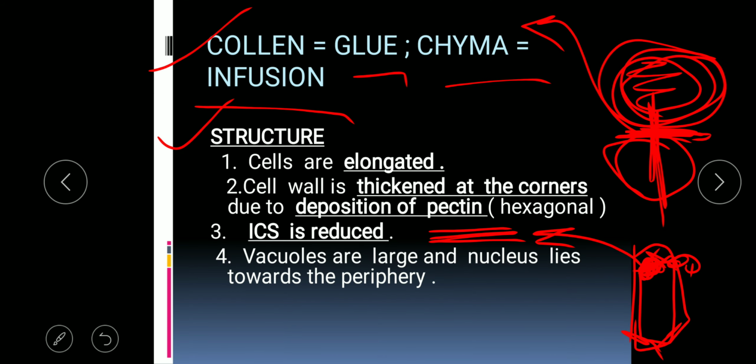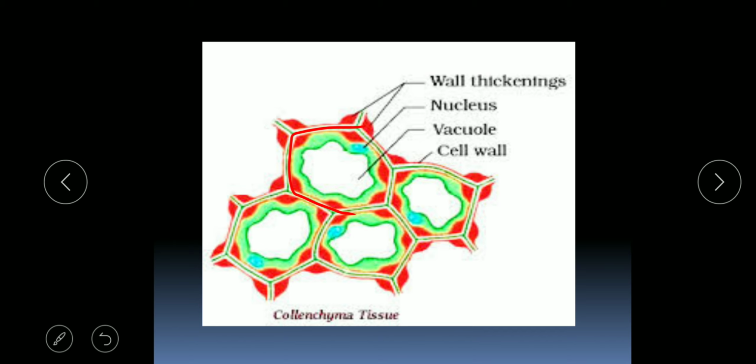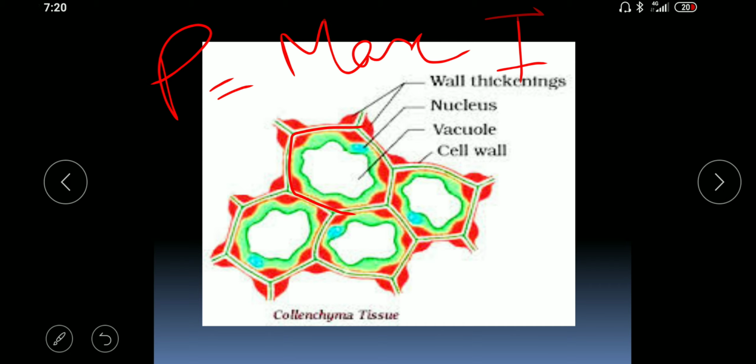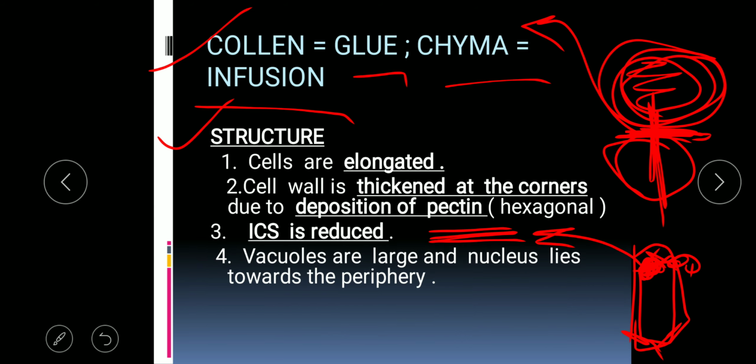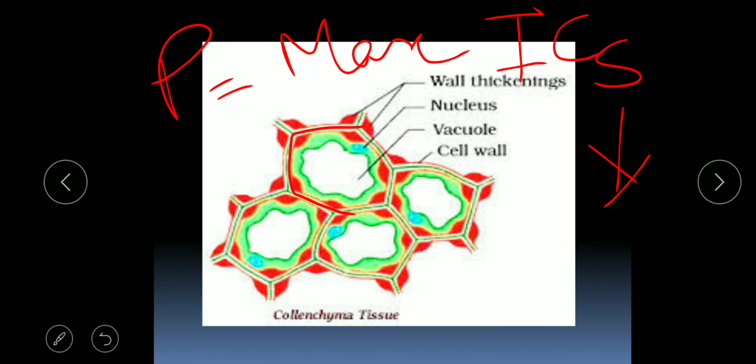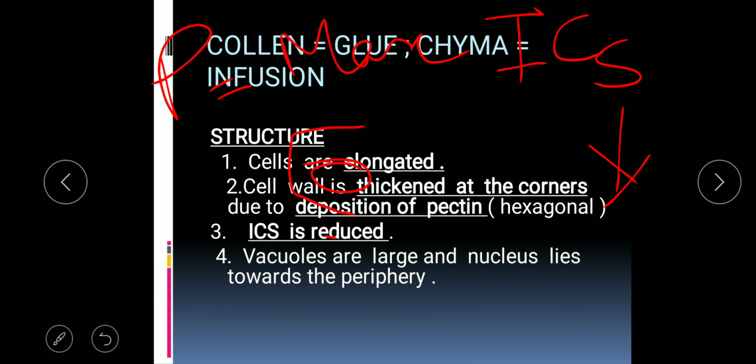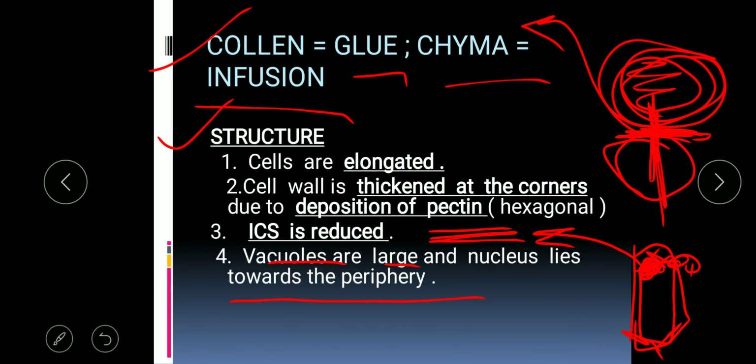Then another structural feature is what? Intercellular space is reduced. So as compared to parenchyma, which has maximum intercellular space, in this collenchyma the intercellular space is reduced. Then another structural feature is what? Vacuoles are large and the nucleus lies towards the periphery. Here you see vacuoles are large and the nucleus is towards the periphery. So these are the structural features of collenchyma.